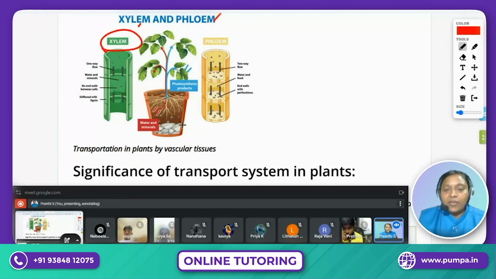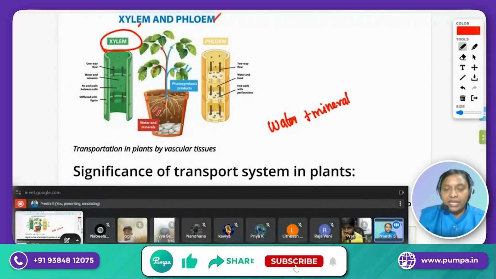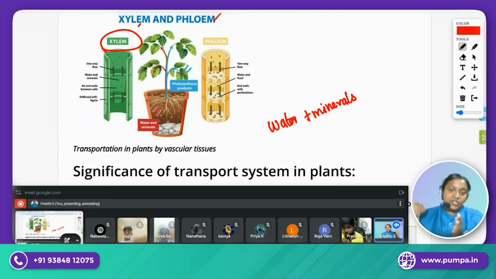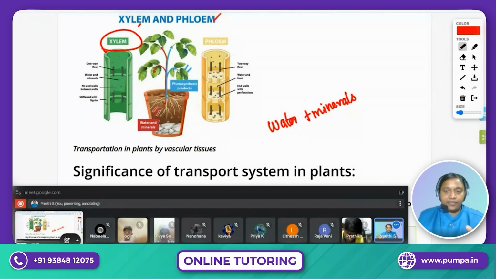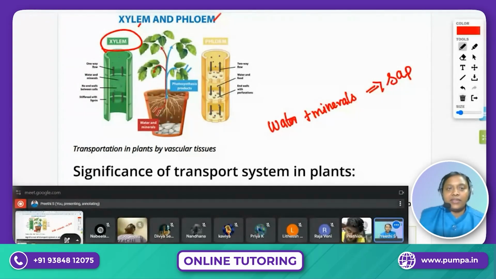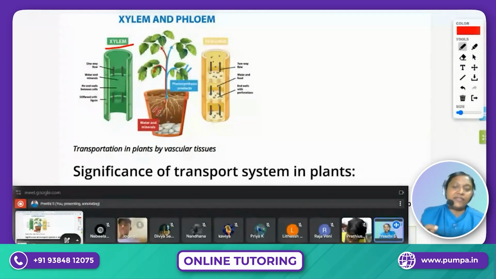And one more thing. Remember, everyone, water and minerals are transported by xylem. Water and minerals together are called sap. Clear, children? So the xylem transports the water, and one more thing is that it is in one direction.